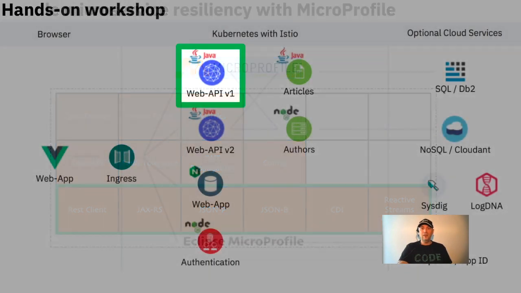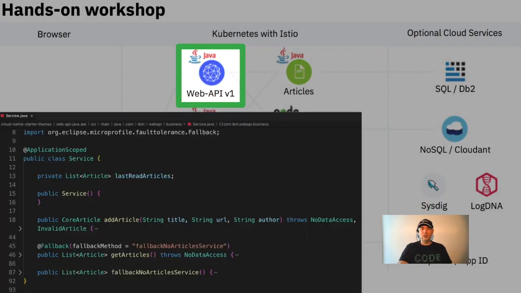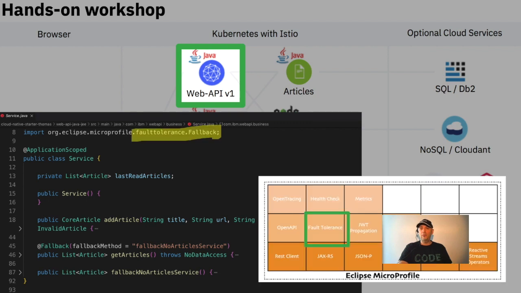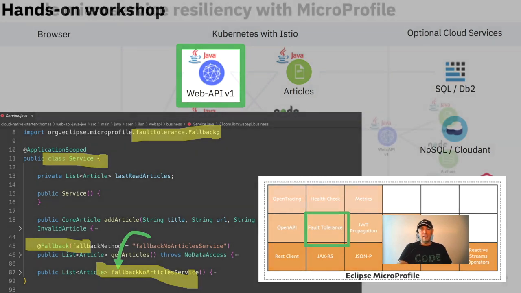Let us take a look into the Web API implementation. Here we use fallback from the fault tolerance functionality of MicroProfile. The Web API microservice realizes a backend-for-frontend pattern in our sample. Inside the class service of that microservice, we collect the articles information. With the fallback annotation from MicroProfile, we dictate that the fallback method noArticleService will be called when the original method getArticle execution has failed.